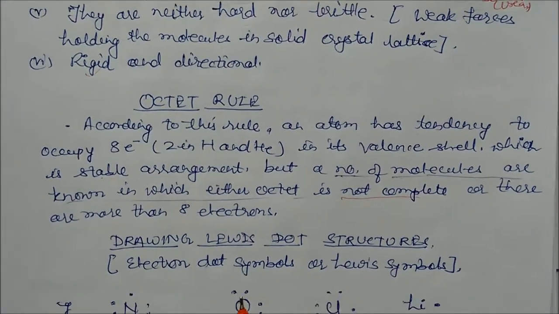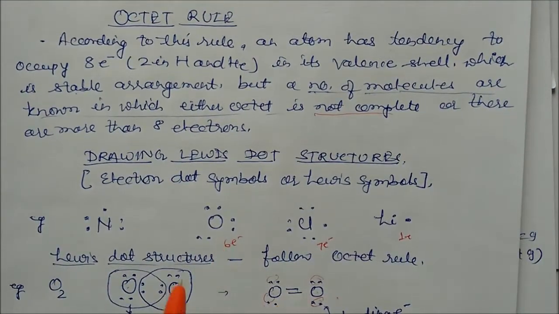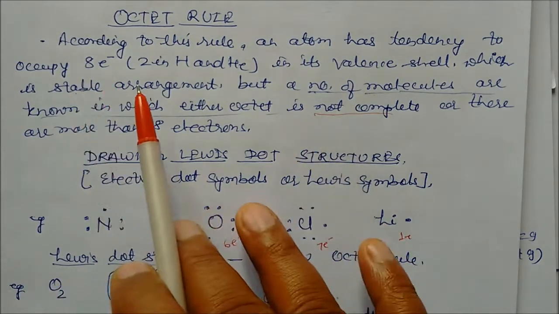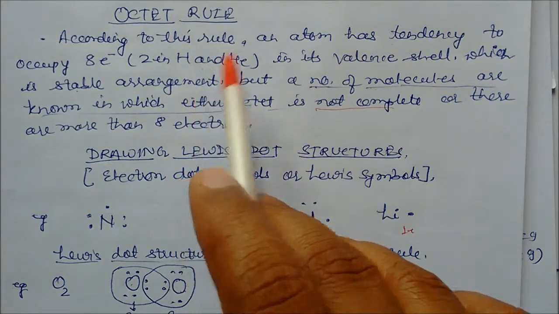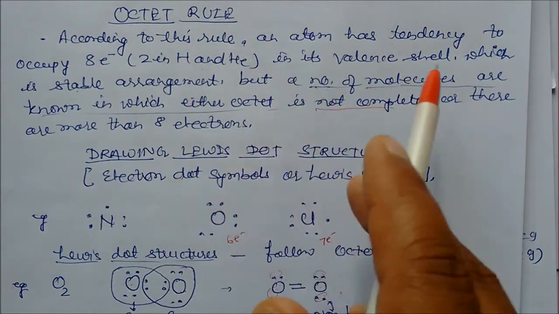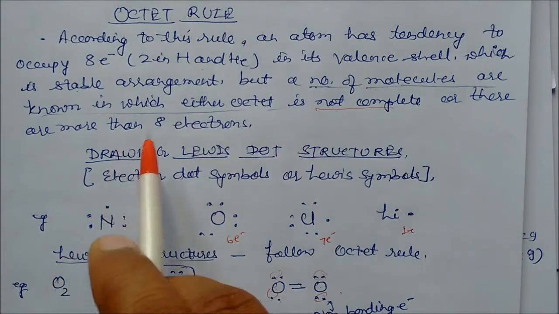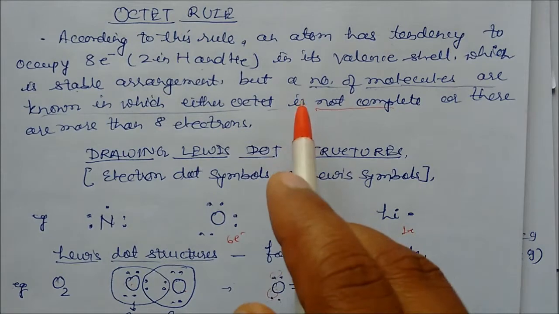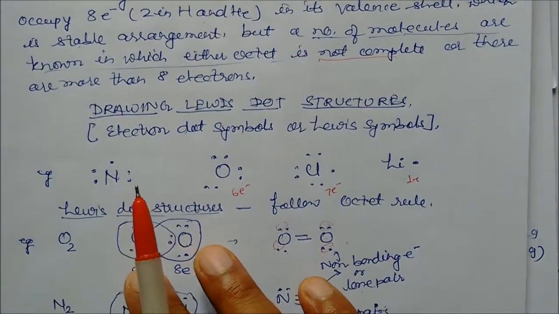Now let's see the octet rule. In the octet rule we can see, according to this rule, an atom has a tendency to occupy 8 electrons, 2 in hydrogen and helium, this is an exception, in its valence shell, which is a stable arrangement, but a number of molecules are known in which either the octet is not complete or there are more than 8 electrons. So this we will study later on. First we will see what the octet rule is and how to understand this concept.